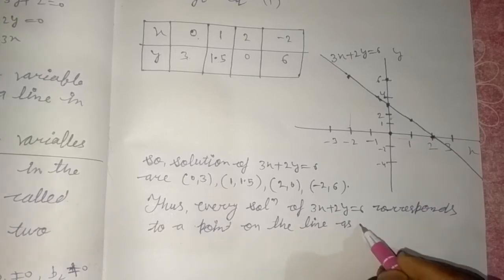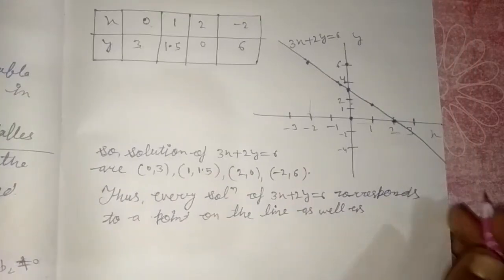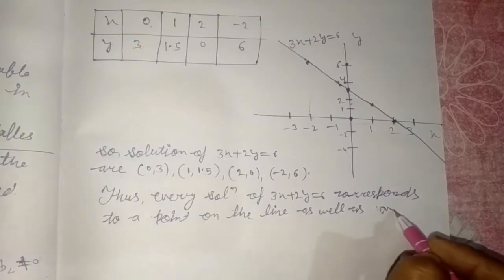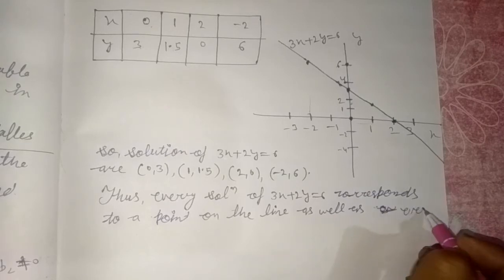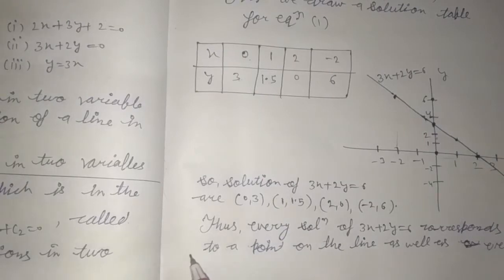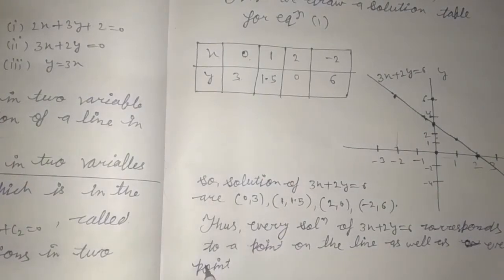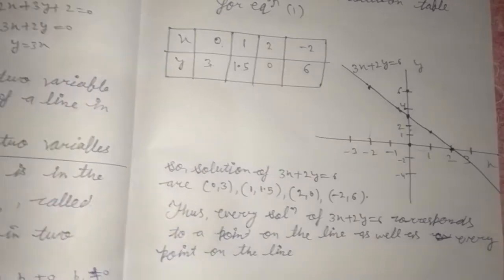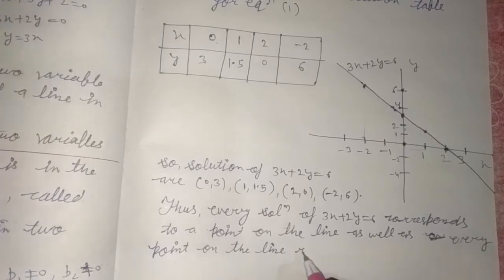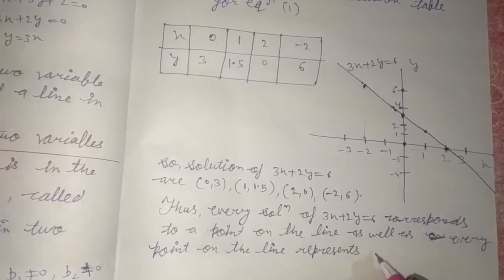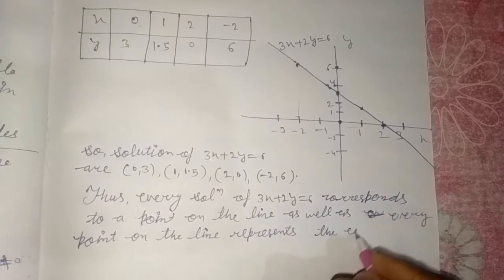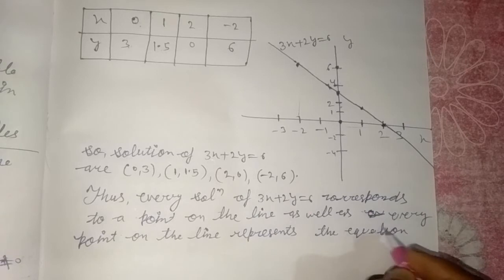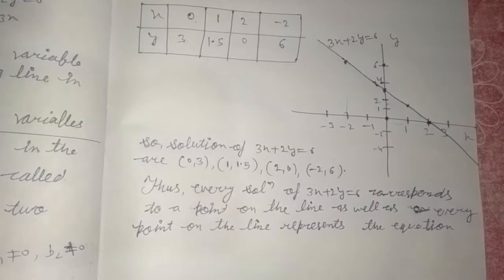As well as, we can write its opposite: every point on the line corresponds to a solution of the equation.